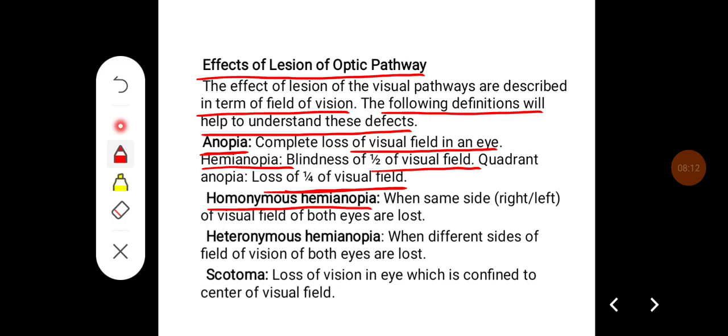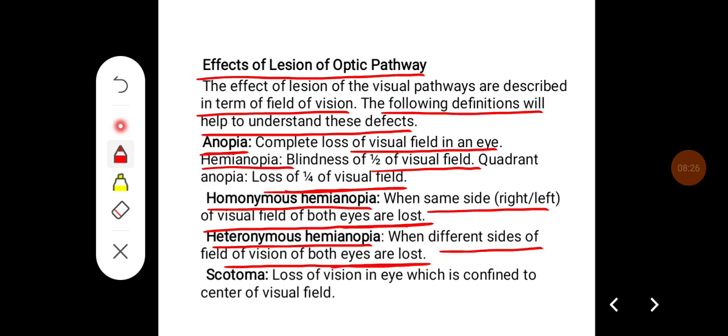Homonymous hemianopia is when the same side, that is right or left, of the visual field of both the eyes is lost, and heteronymous hemianopia is when different sides of the field of vision of both eyes are lost. And scotoma is loss of vision which is confined to the center of the visual field.